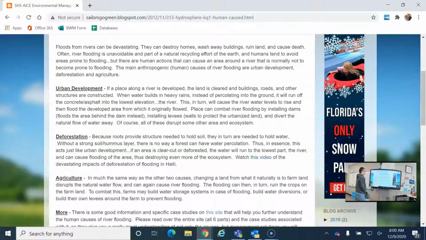Of course, this does change ecosystems. Installing levees. I just talked about that. Levees are walls along the river, so that when the water level rises, it does not flow out into your developed area. And also, you could divert the natural flow of water away. Now, every single one of these, of course, disrupts some other area and ecosystem as well.